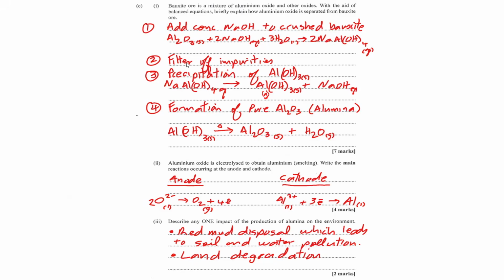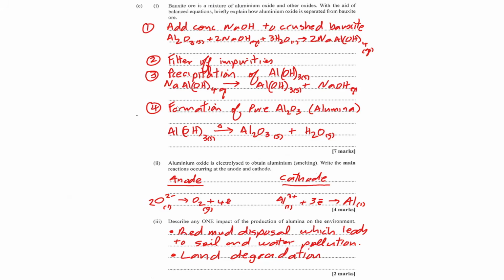So after we filter off the impurities, we are then going to precipitate out the aluminum hydroxide out of the salt or our aqueous solution that was present before. In order to precipitate that, you are going to add previously made aluminum hydroxide solids, and that will cause aluminum hydroxide to be formed, which is a precipitate, along with your sodium hydroxide.